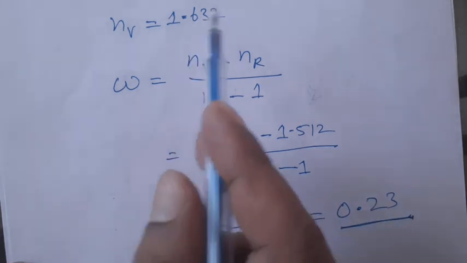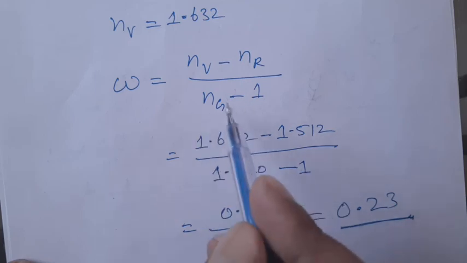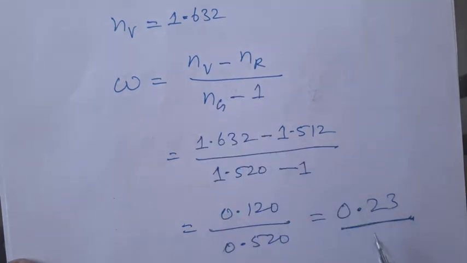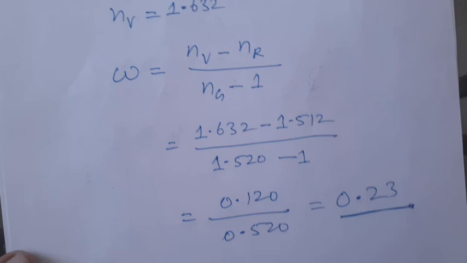So here the values are directly given, you substitute them in the relevant formula and simplify, which gives you the final result. Clear? Okay.